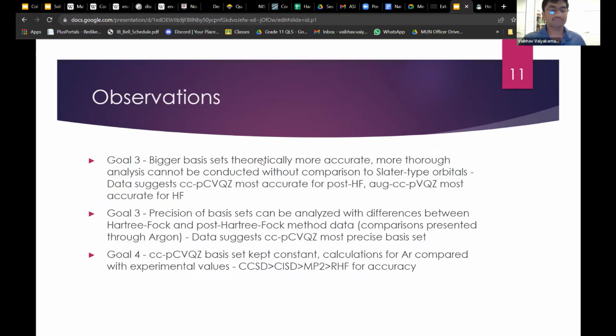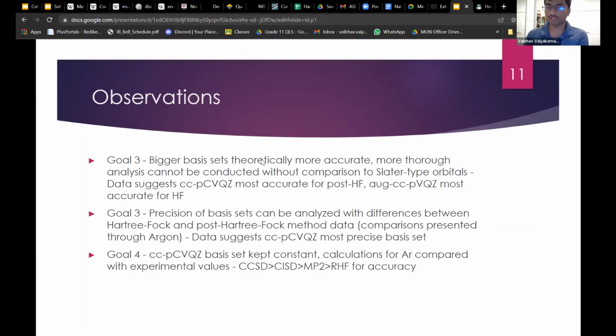And so we first tested the accuracy of these methods. We can find the accuracy of these methods by comparing the values of the calculated energy to the experimental energy. And we got that for most of the values, CCPCVQZ, which stands for correlation consistent, a Dunning basis set, quadruple zeta, which means it uses 4 major orbital functions. It sums up 4 major ones.